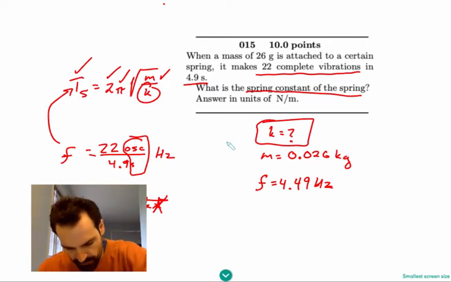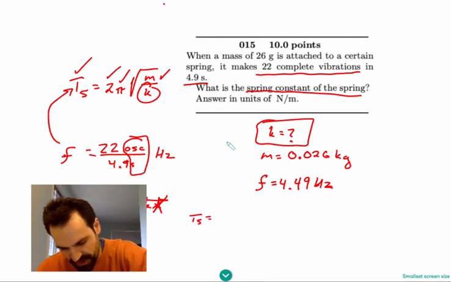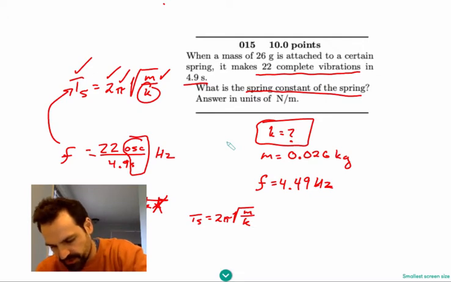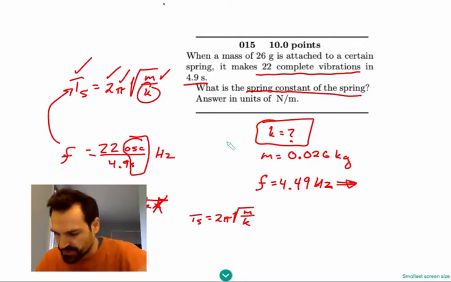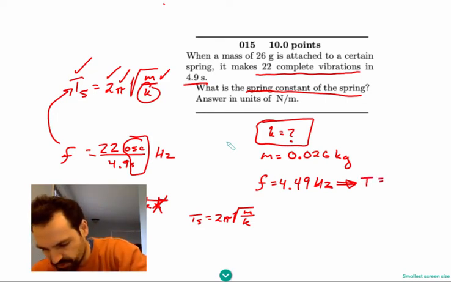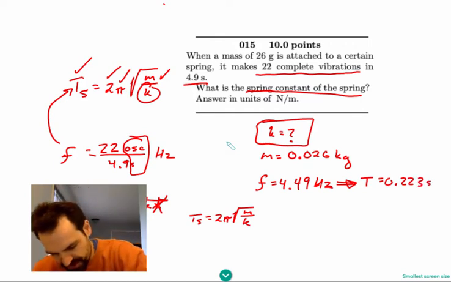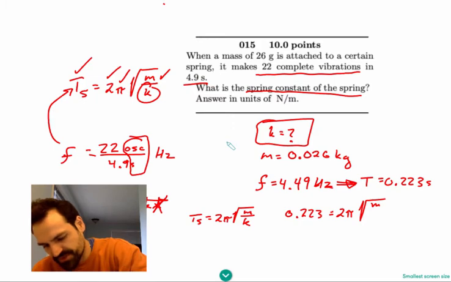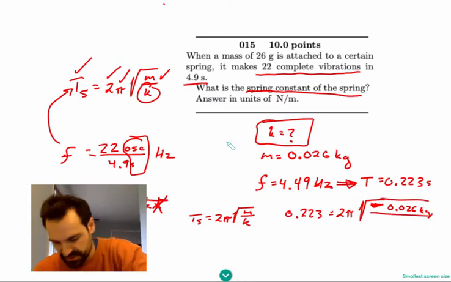Working through that, period of a spring is 2 pi square root of mass over the spring constant. Well, we're going to need the period. So I'm going to take my frequency and find the inverse of it. And that means that the period is 0.223 seconds. So 0.223 equals 2 pi times the square root of mass, which is 0.026 kilograms, divided by the spring constant.